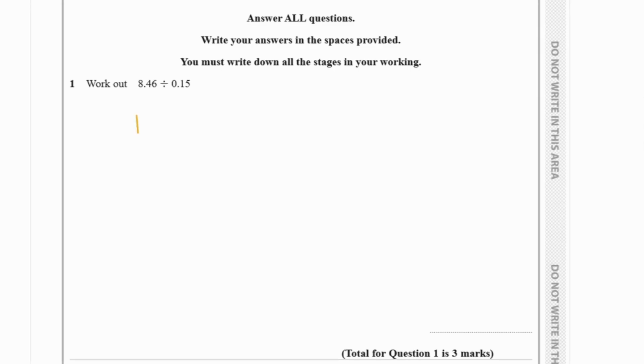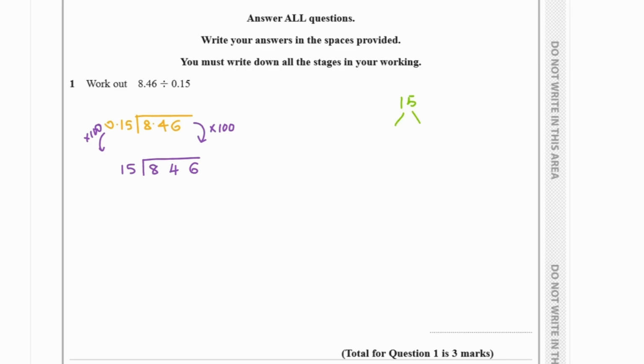We're first going to put this into our division, and the first number always goes on the inside and the second number goes on the outside. We always need to make sure that the number on the outside is a whole number. So in order to make 0.15 into a whole number, we are going to multiply it by 100, which means we also have to multiply the inside number 8.46 by 100. This now gives us 15 on the outside and 846 on the inside, which means we are going to be looking at the 15 times table.